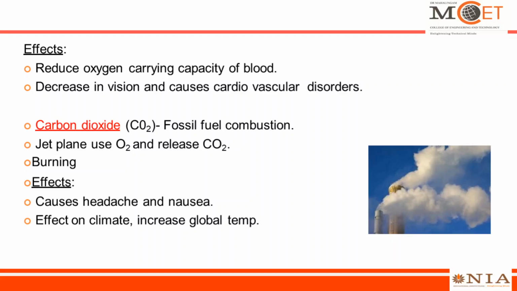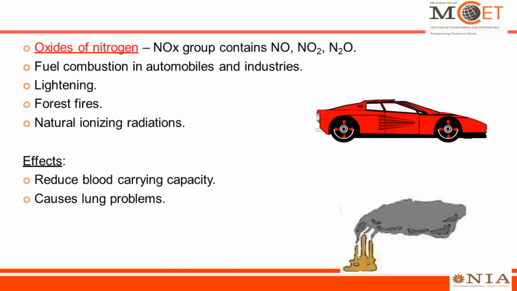Second one, carbon dioxide, formed by fossil fuel combustion. Jet planes use O2 and release CO2, and burning of some materials can also cause carbon dioxide. So the effect is headache, nausea. Effect on climate results in increase in global temperature, or to say it causes global warming.